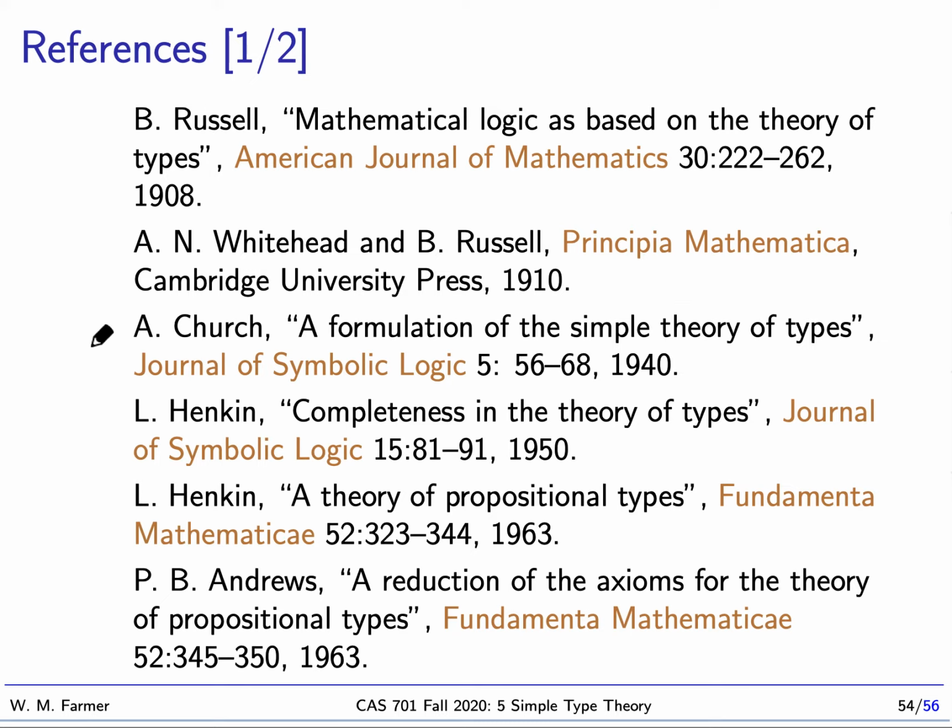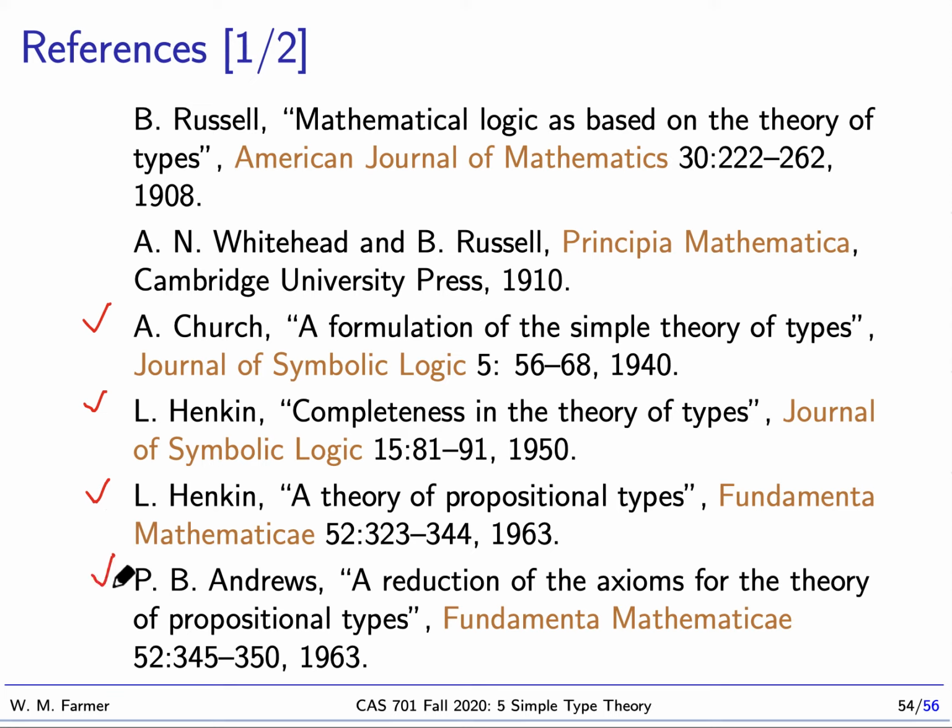There's Church's presentation of simple type theory, in which he uses lambda notation, and this is what is now called Church's type theory. This is really the beginning of the theory of types being used in computing. And there's Henkin's completeness in the theory of types, where Henkin shows that there is a sound and complete, in the general sense, proof system for Church's type theory. And then there's a paper where Henkin shows that you can present Church's type theory very simply using just the ideas of equality, function application, and function abstraction.